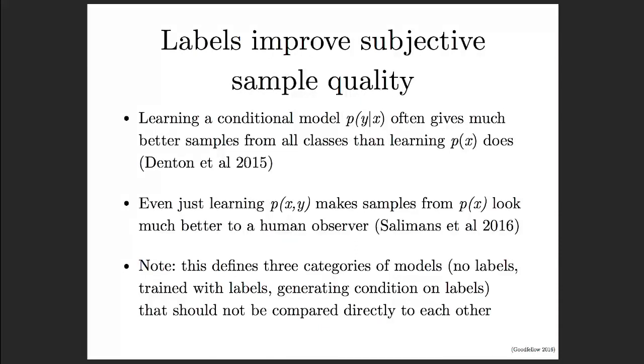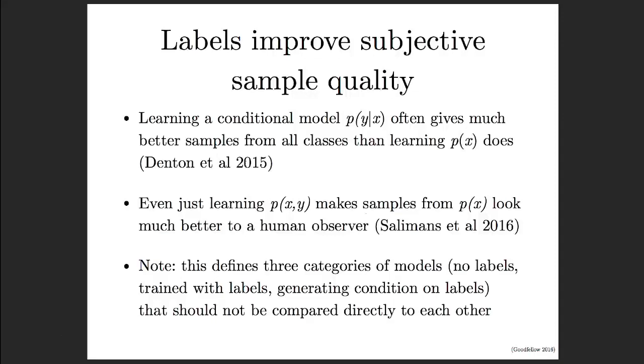Another thing is that even if you don't want to go fully to the level of a class conditional model, you can learn a joint distribution over x and y. And even if at sample time you don't provide an input y to request a specific kind of sample, the samples that come out will be better. Tim Salimans and I did this in our paper that we'll be showing at the poster session tonight. It's not a key contribution of our paper, but it's one of the tricks that we use to get better images.